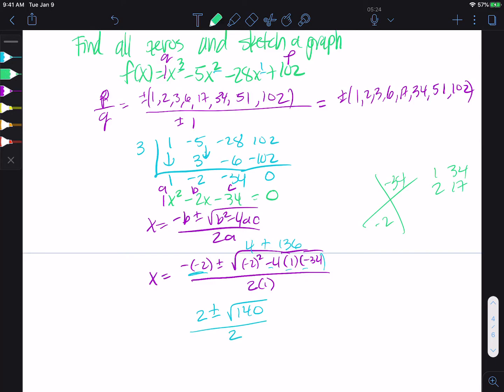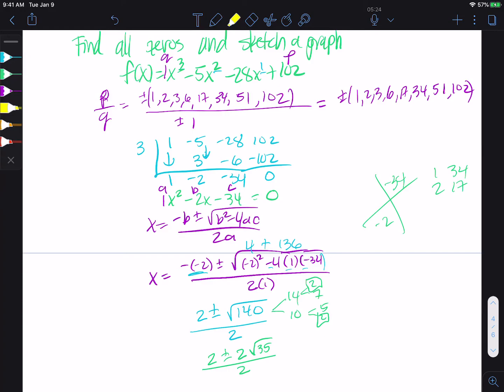So if we break down 140, I'm going to kind of break down the 140 sideways. So we've got 14 and 10. This is 2 and 7. This is 2 and 5. So notice we've got a pair of 2's that can come out. So we get 2 plus or minus. The 2 comes out. The 7 and the 5 have to stay underneath because there are no pairs for them. So we multiply those. So that gives us 35 all over 2.